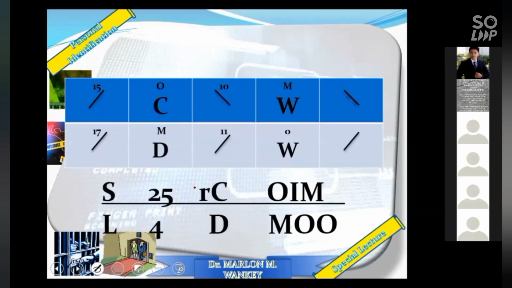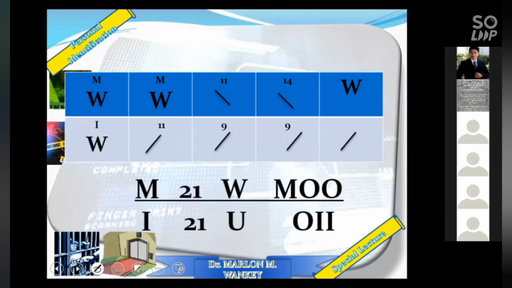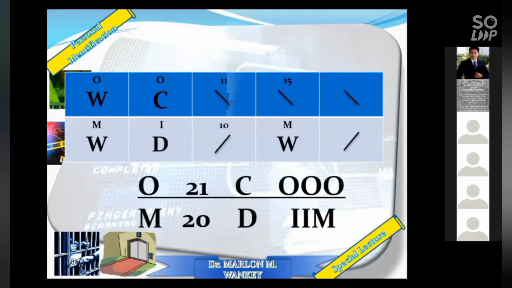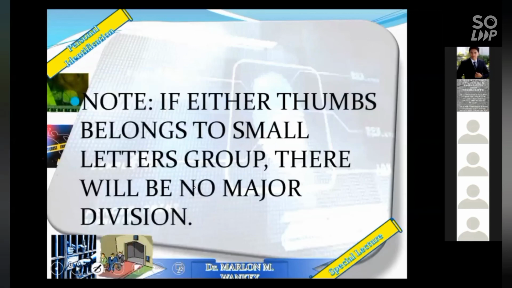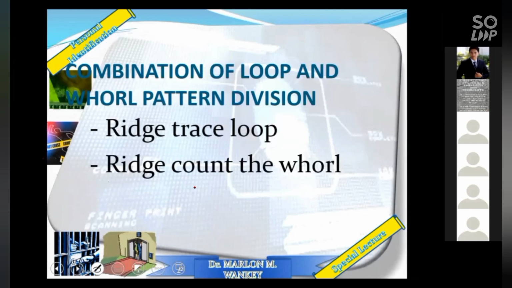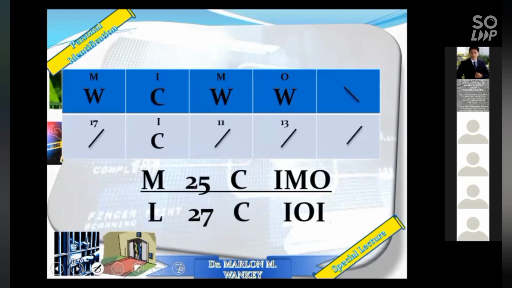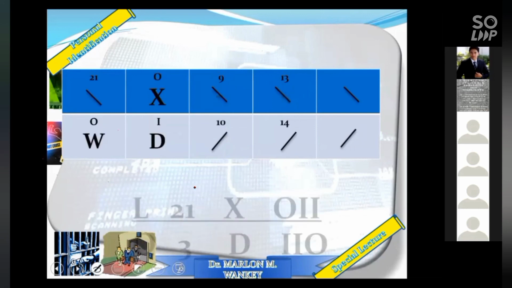Let us now proceed here. Let us continue with this. Note, if either term belongs to the small letter group, there will be no major division. It is okay, even without a major classification. Okay, we have already discussed ridge count and ridge tracing.